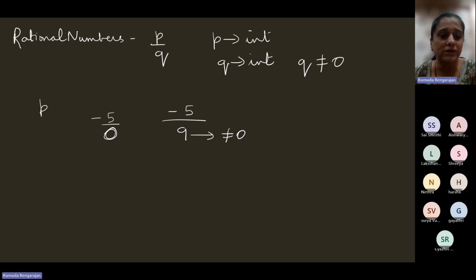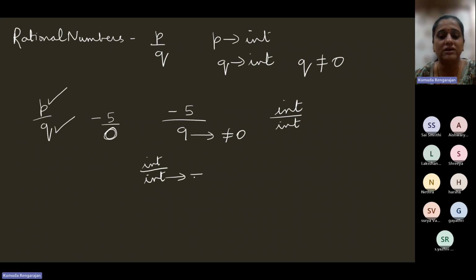So numbers of the form P by Q, where P is an integer, Q is also an integer but not equal to 0, are called rational numbers. So in simple words, integer by integer is a rational number. If you find an expression of the form integer over an integer, this condition is always there, that the denominator integer should not be 0. So integer by integer is a rational number.